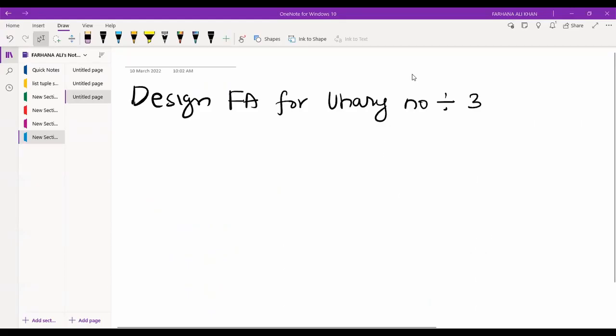The next question is to design finite automata for unary number divisible by 3. So for that, we will first go by the maths method. What is that in the mathematical method is that we have to find out whether the number is divisible by 3 or not. For that, we should know the number system. As we know, the unary numbers are nothing but the occurrences of the number 1.